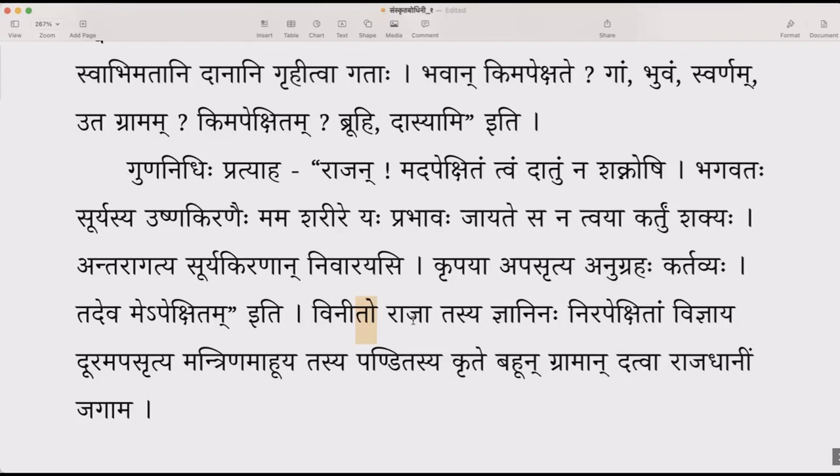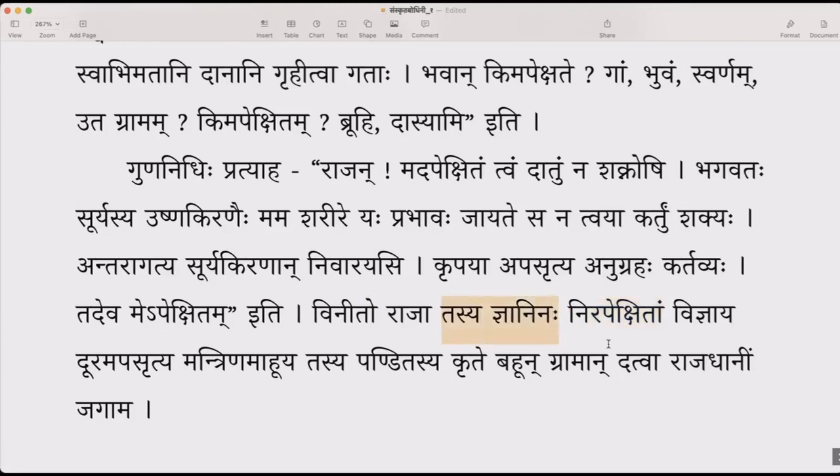Tasya jnaninah nirapekshitam vijnaya. Having known that jnaninah nirapekshitam, having known that he has no apeksha. Nirapekshita is the quality of not having any expectation. But it is jnaninah, right, which is correct? Yes, pullinga only. So, then, tasya jnaninaha.